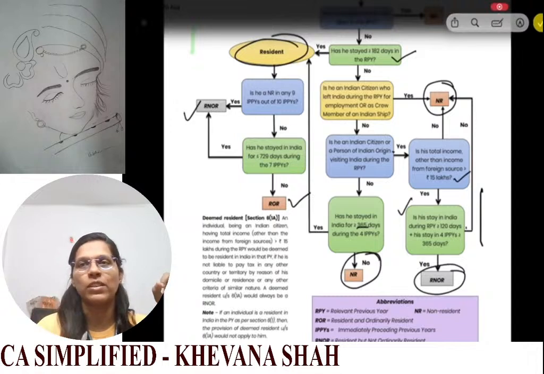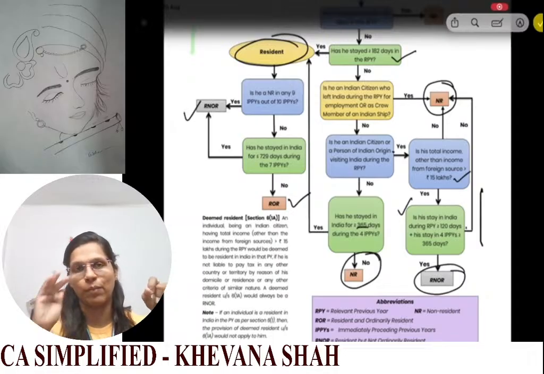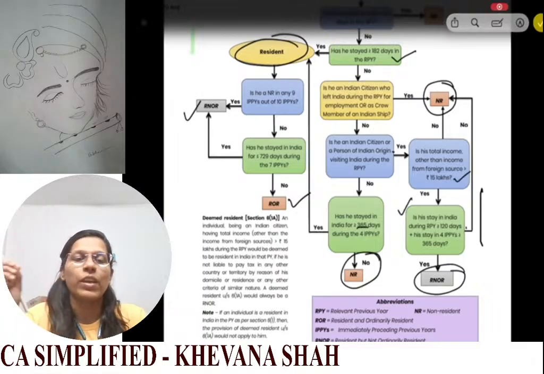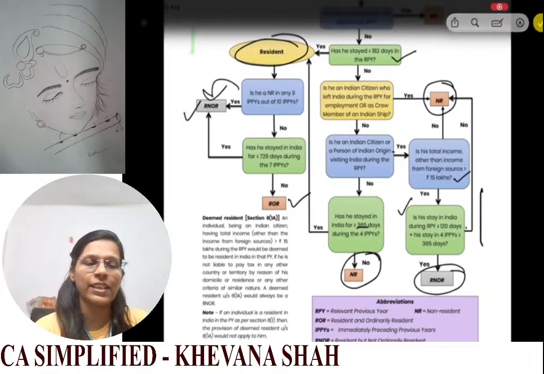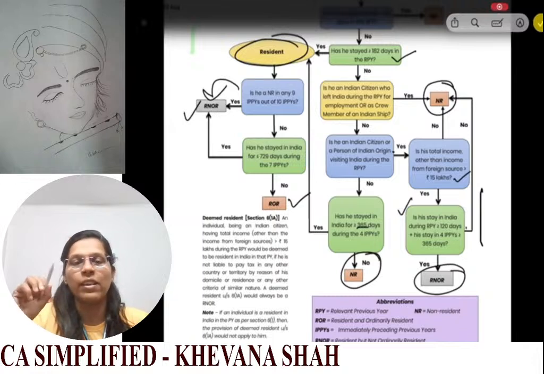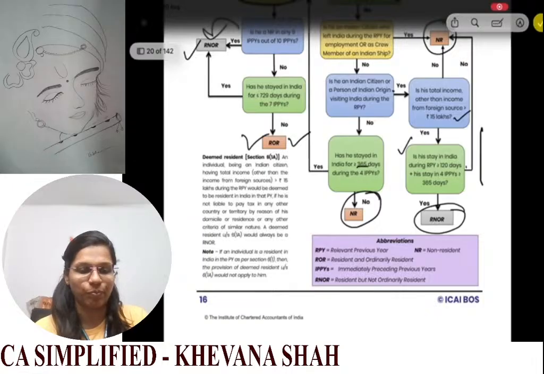So to check whether a person is ROR, resident and ordinary resident, we need to check if he is a non-resident in any 9 of the 10 immediately preceding previous years. In that case, he will be resident but not ordinary resident. And in case he has stayed in India for less than or equal to 729 days during the 7 immediately preceding previous years, then he becomes a resident but not ordinary resident.